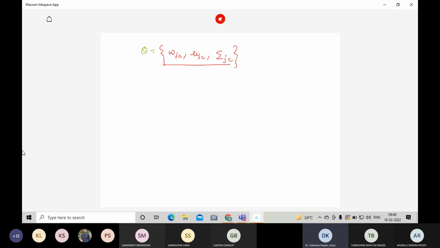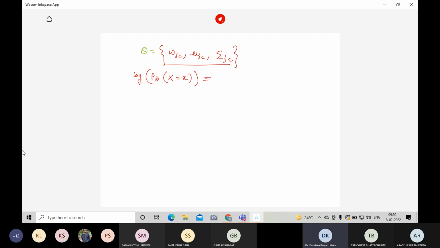Now the log likelihood: if we consider an observation small x, then for this observation we can estimate the log likelihood. So how will this log likelihood be given? We can write log of p theta, capital X equals to small x. So this is the log likelihood for a given observation x.